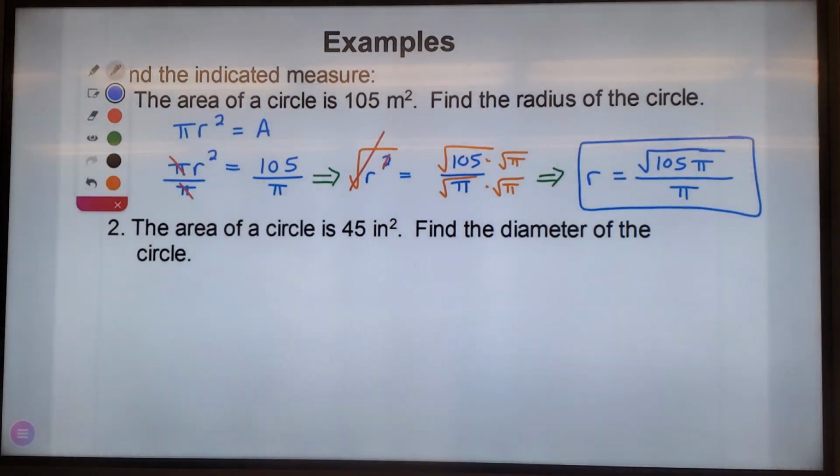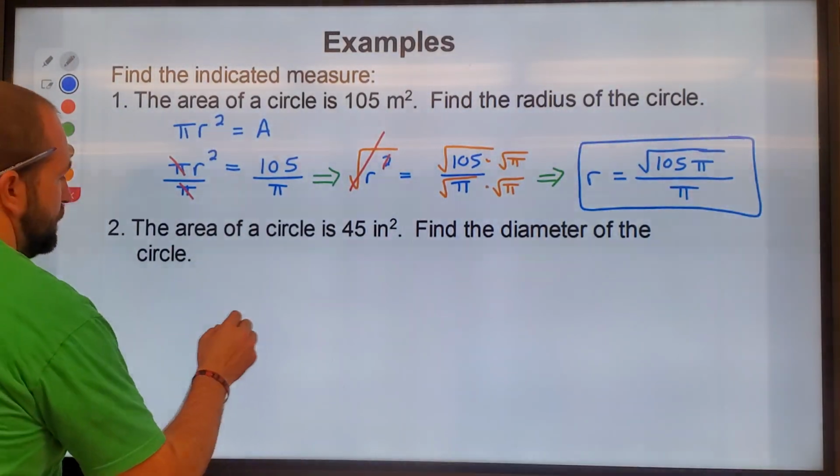Okay. Number 2, the area of a circle is 45 inches squared. Find the diameter. So here this is a little bit different. The relationship again between diameter and radius is that the diameter is 2 times the radius. Okay, so if I find the radius, similar to exactly how I did number 1, then I can just take that and multiply it by 2 to get my answer.